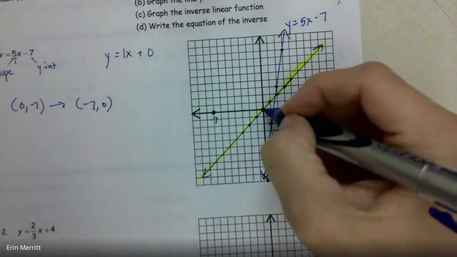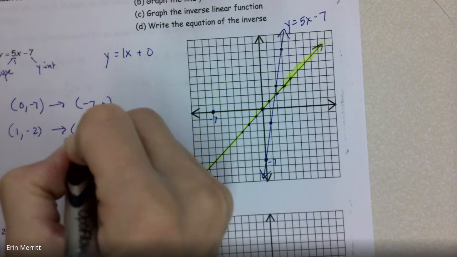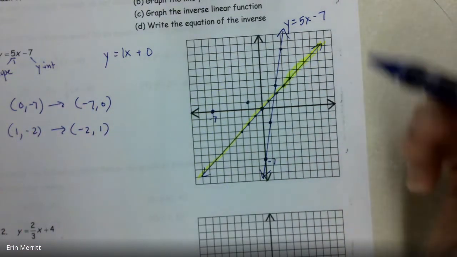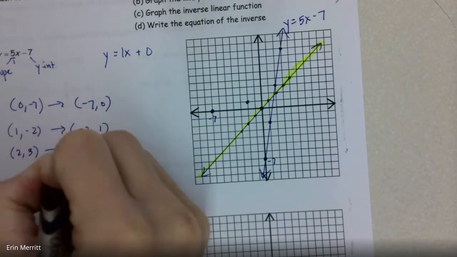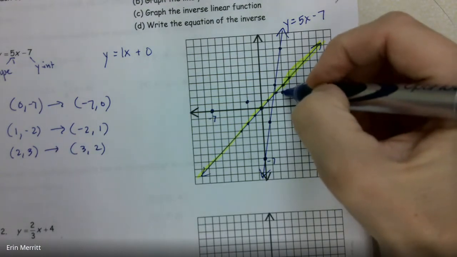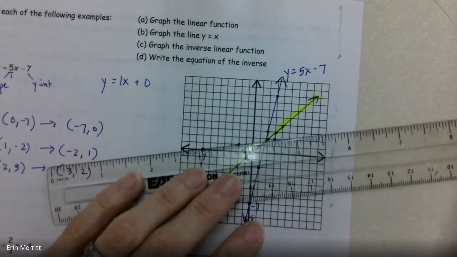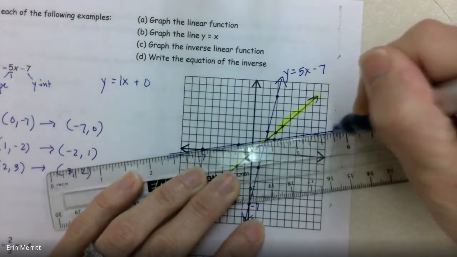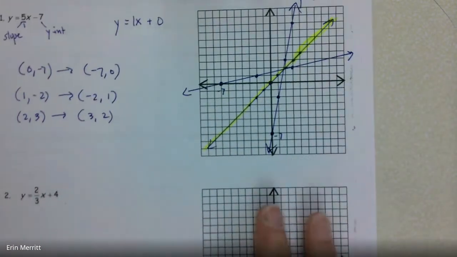And then let's see here, we are at 1, -2. So that's going to go to -2, 1. And I'll grab one more. This is the point 2, 3. So I know that's going to flip-flop and go to 3, 2. There we go. All right, we got to label it with the equation. So let's do that last.